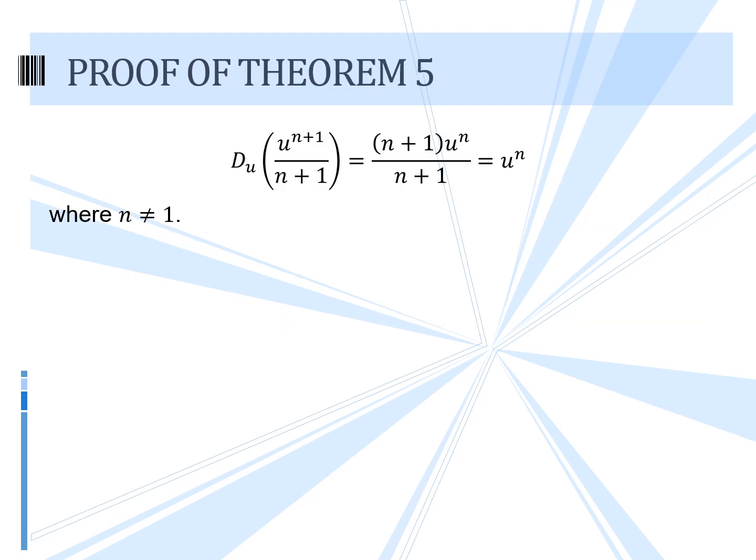We can prove Theorem 5 by using the derivative of the function. If we take the derivative of u raised to n plus 1 all over n plus 1, we are just using the power rule. So we have n plus 1 times u raised to n all over n plus 1, which is equal to u raised to n, where n is not equal to negative 1. If we take the derivative of ln of the absolute value of u, then we have 1 over u, or that is u raised to negative 1.